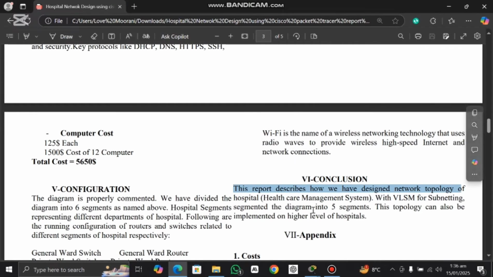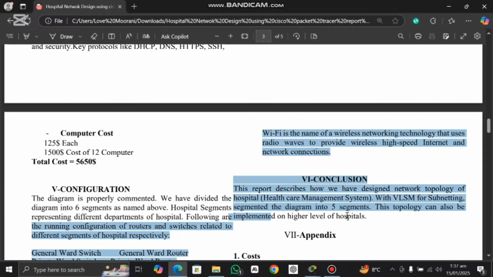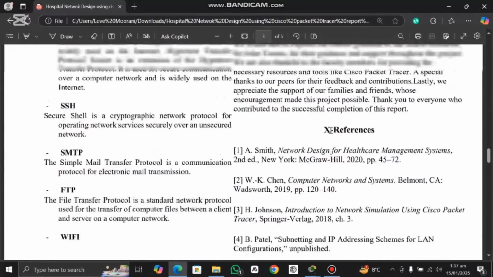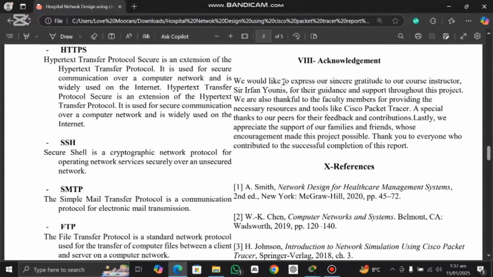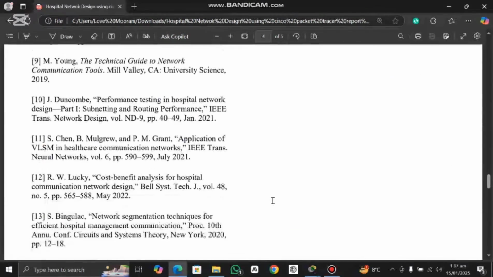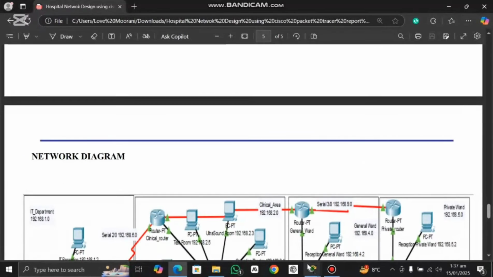In the conclusion, this report describes how we have designed the network topology of the hospital with VLSM for subnetting, segmented the diagram into 5 segments. This topology can also be implemented on a higher level in hospitals. In the acknowledgement, we would like to express our sincere gratitude to our course instructor Sir Irfan Yunus for their guidance and support throughout this project. These are the references.